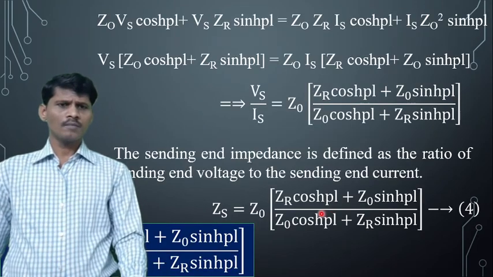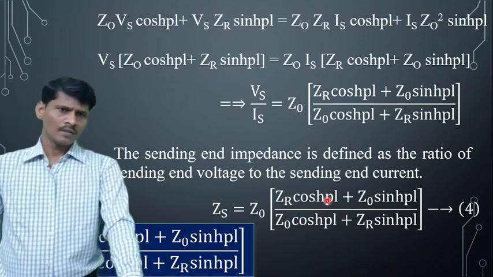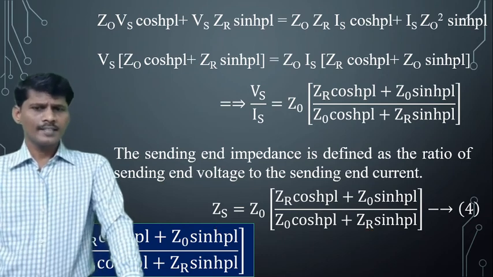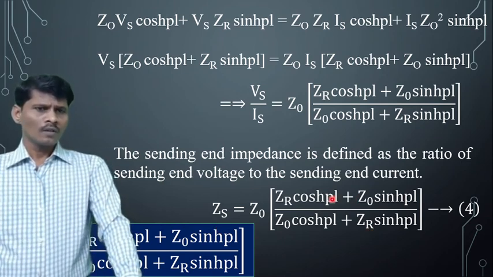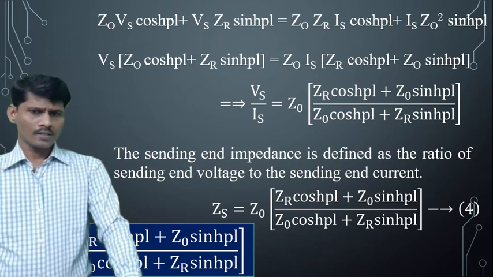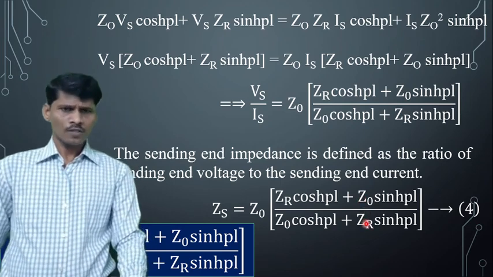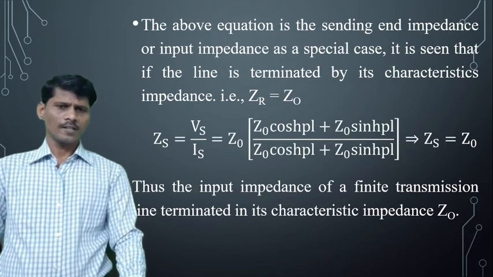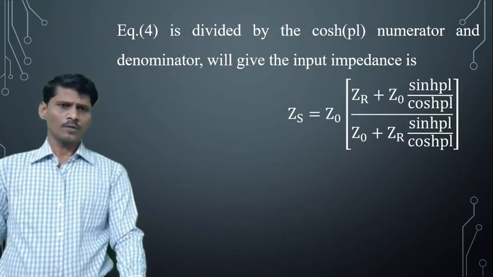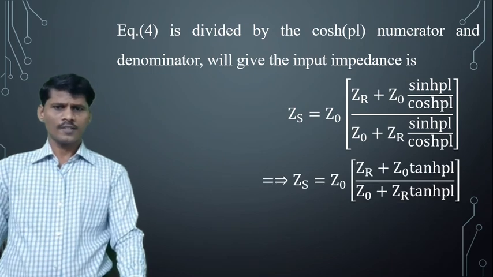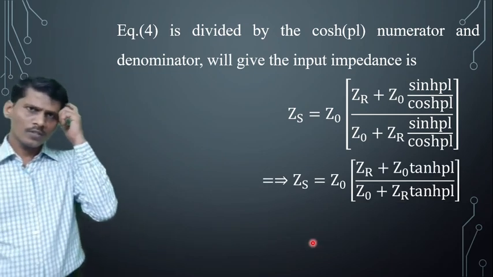In this equation, dividing the numerator and denominator by cosh PL, we have ZS equals Z0 into ZR plus Z0 tanh PL by Z0 plus ZR tanh PL. So this is the other expression for the input impedance of a transmission line.